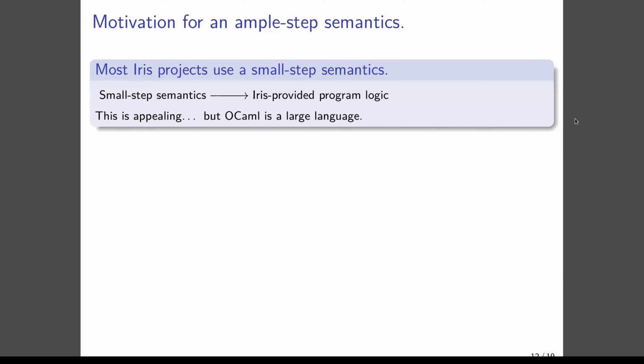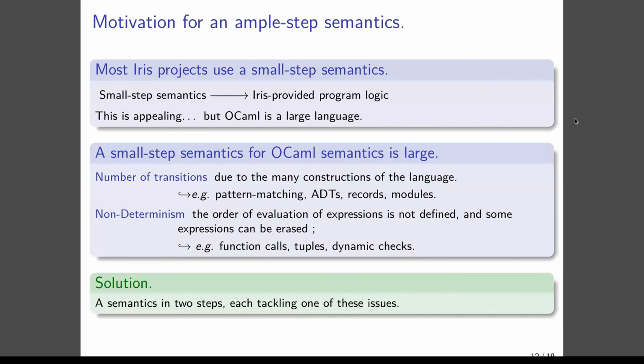Most Iris instances use what we call a small step semantics, which describes the step-by-step evaluation of a program. For example, the expression 1 plus 2 reduces to the value 3. But this is quite tedious for a large language, especially OCaml, because there are a lot of transitions to consider because of the size of the language, and also some transitions which are very difficult to write. For example, with pattern matching, it is difficult to explain how the match steps into the program.